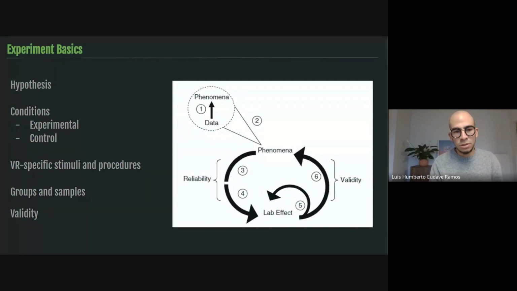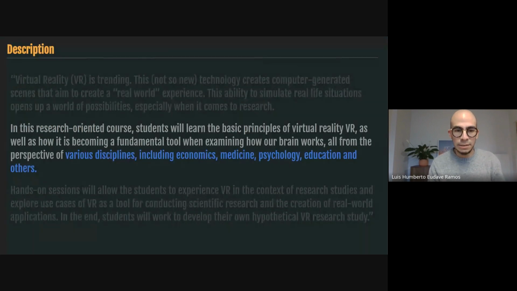So we touch some very basic terms like what a hypothesis is, what are conditions. There are experimental and control conditions. What happens specifically in the case of virtual reality? What do you have to do when you are doing an experiment with virtual reality? So we talk about these very common terms in the experimental research field, so that we are all on the same level and that we can come up with the next thing.